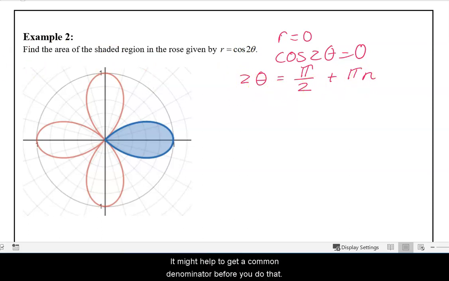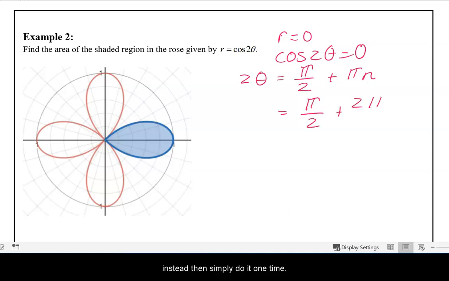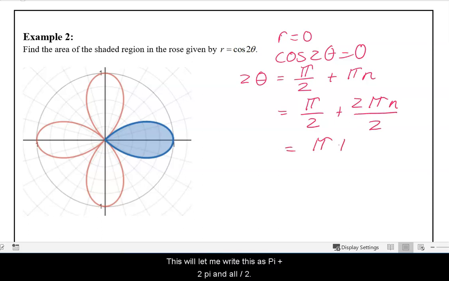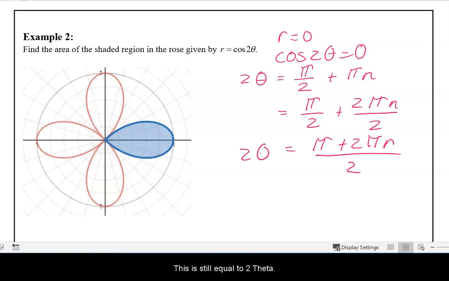To solve for theta, we'll be dividing every term by 2. It might help to get a common denominator before you do that, or you may prefer to do it the other way. I like to get the common denominator first so that I can then simply do it one time. This will let me write this as pi plus 2 pi n all divided by 2. This is still equal to 2 theta. Dividing by 2 is of course the same as multiplying by 1/2. That means that I'm going to end up on the right side now with instead a 4 in the denominator.